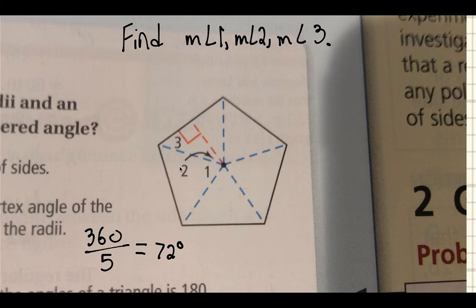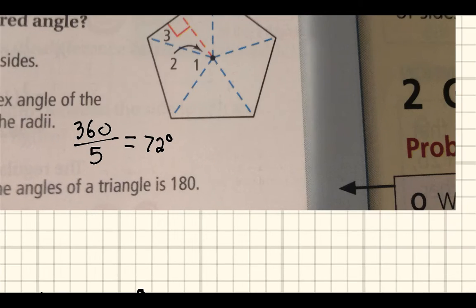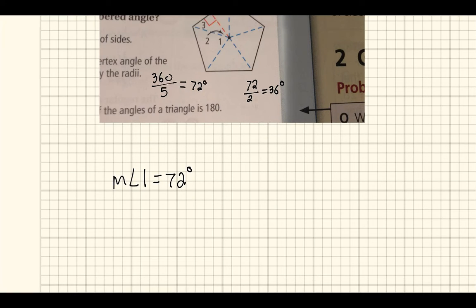Now, what does that make the measure of angle 2? These apothems are actually angle bisectors to these interior angles. So if we're trying to find the measure of angle 2, which goes from that red dotted line to the blue, we're just doing 72 divided by 2. We cut this full 72 degrees in half, which is 36 degrees. So the measure of angle 2 is 36 degrees. That's how we find that one.